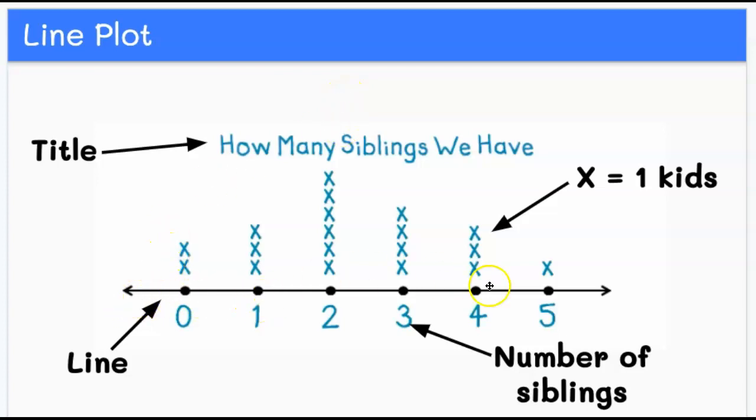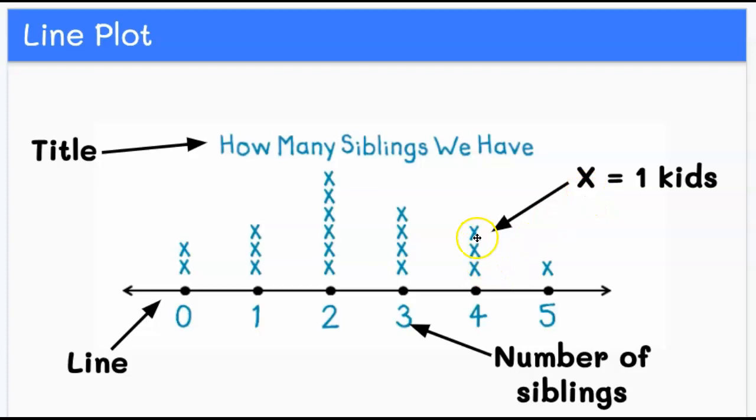Down here is our line. So remember, our line is just a straight line that goes across. We can put an arrow on both sides to show that it keeps going. Down here is our number of siblings. So some people have 0 siblings, some have 1, some have 2, some have 3, some have 4, some have 5. I would be right here because I have 3 siblings.